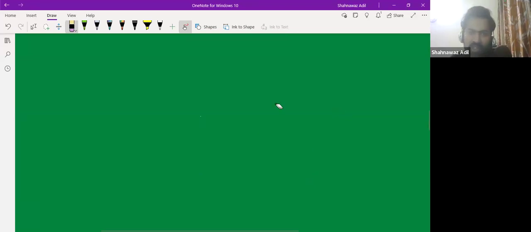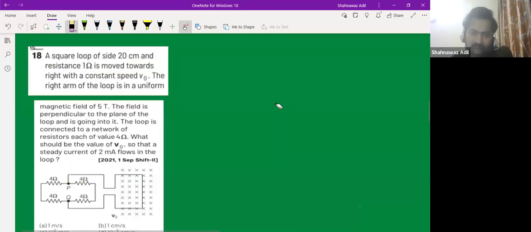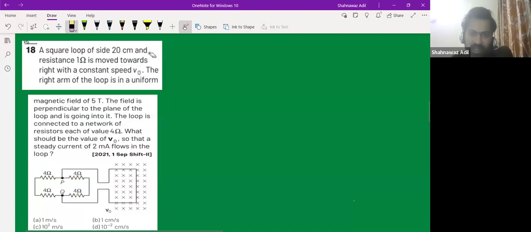Okay, so what is given in this question? You have a square loop of side 20 centimeter and resistance 1 ohm, moved towards right with a constant speed v naught. The right arm of the loop is uniform, right? And magnetic field of 5 Tesla. The field is perpendicular to the plane of the loop and going into it. The loop is connected to a network of resistances, each of value 4 ohm. What should be the value of V naught so that a steady current of 2 milliampere flows in the loop?